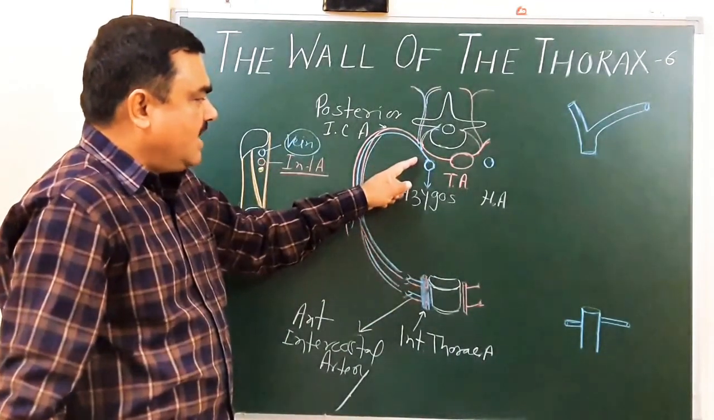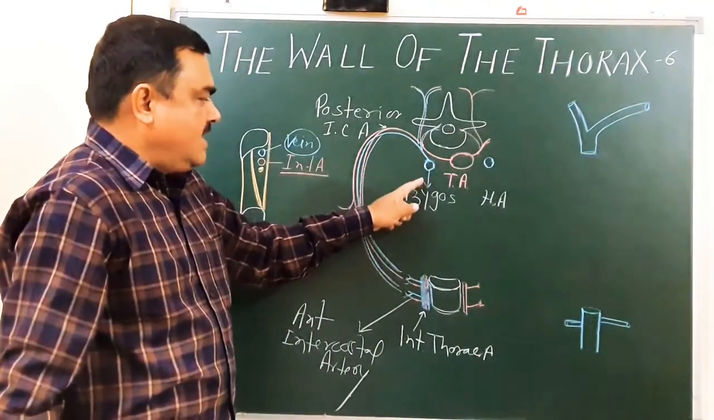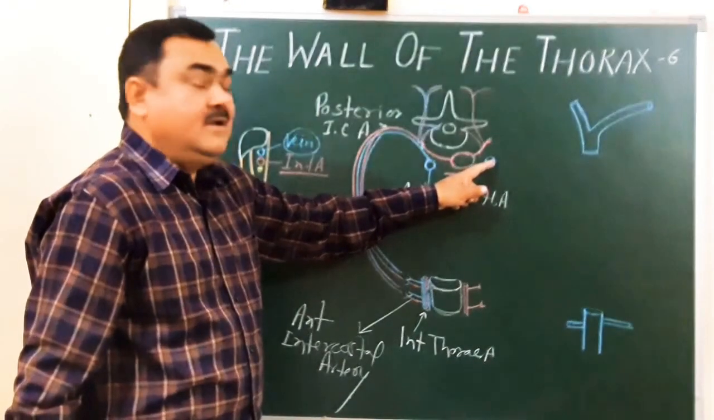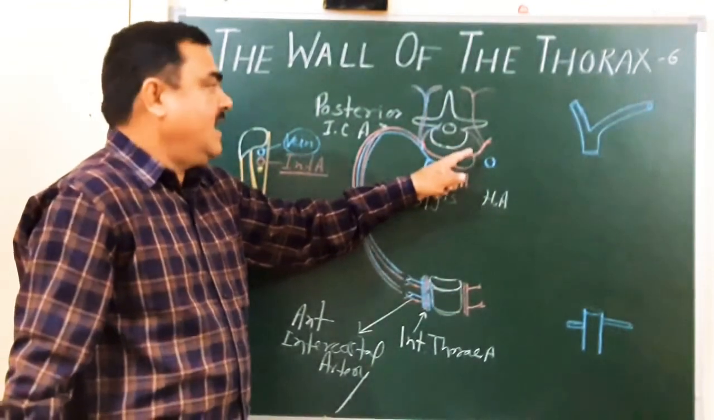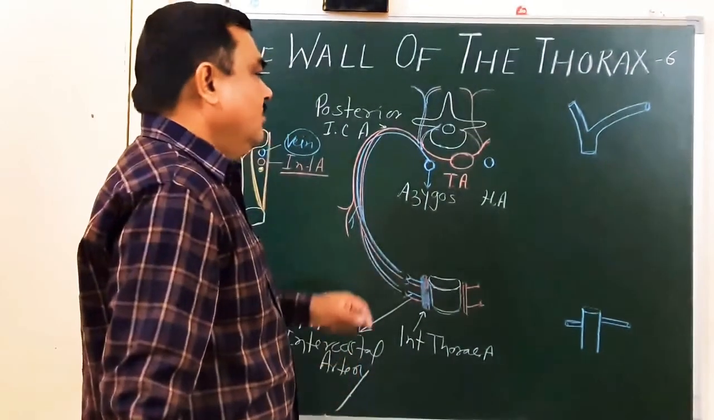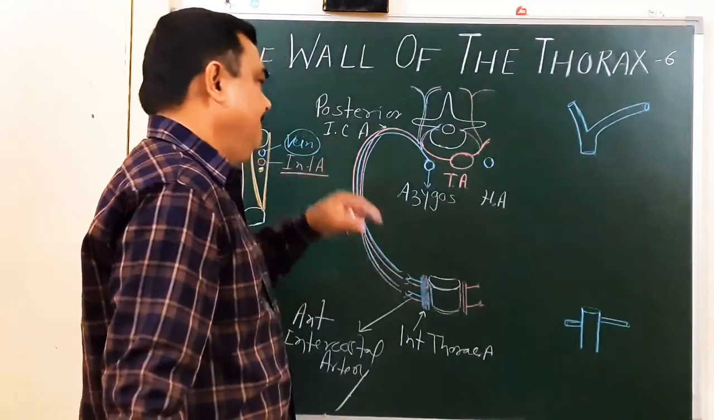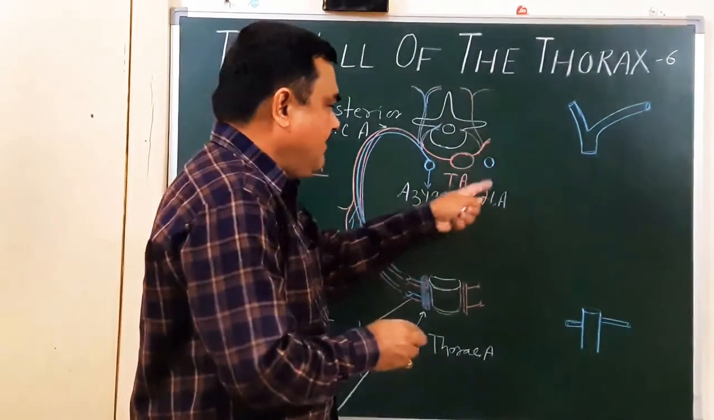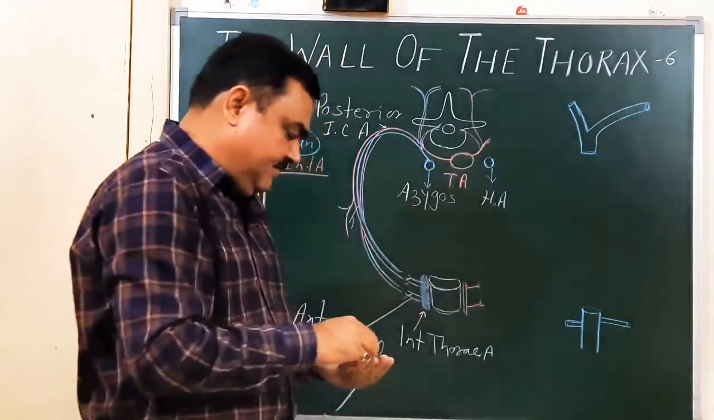The posterior intercostal vein on the right side may drain mostly into the azygos vein, and on the left side it drains into the hemiazygos and accessory hemiazygos, and also into the brachiocephalic vein. So we will discuss the posterior intercostal vein. First of all, this is the azygos vein, this is the hemiazygos vein. On the left side, this is the accessory hemiazygos vein.